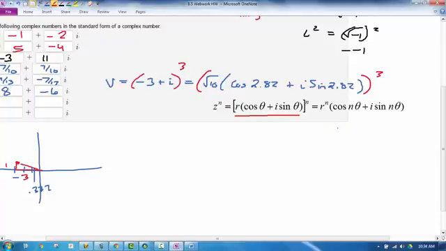And that's my answer. So it's going to be r to the n, which is square root of 10 to the third power, times the cosine of n times theta, which in this case is 3 times 2.82. Now I'm not going to round 2.82. I'm going to keep that number in my calculator. Plus i sine of 3 times 2.82.